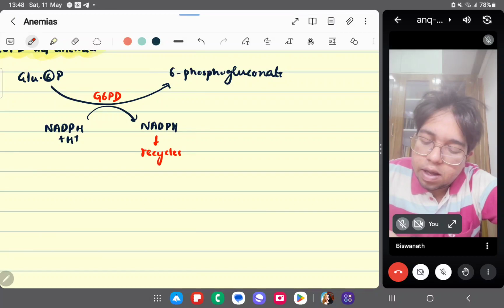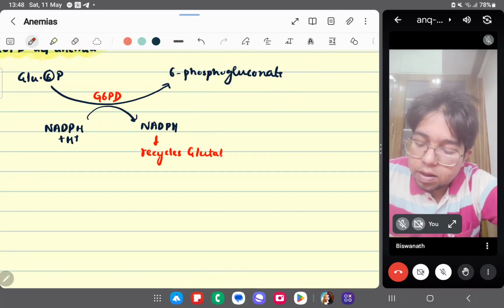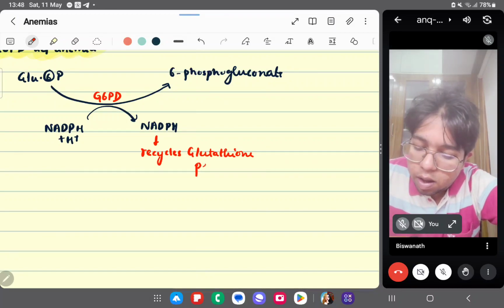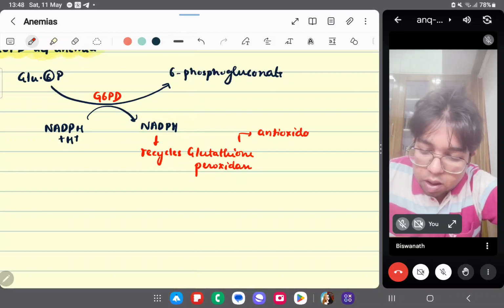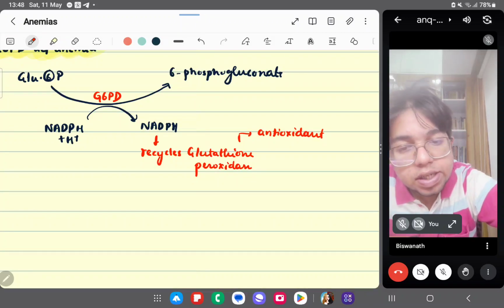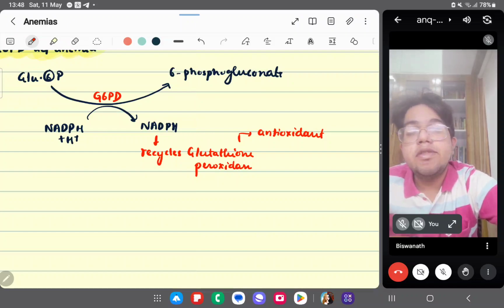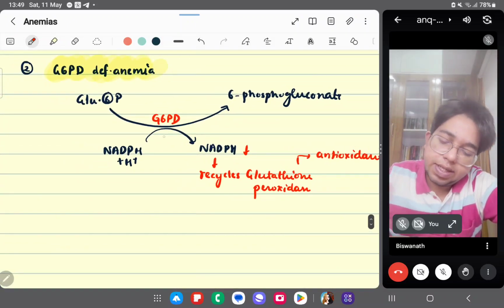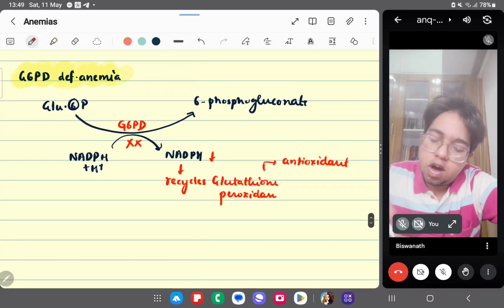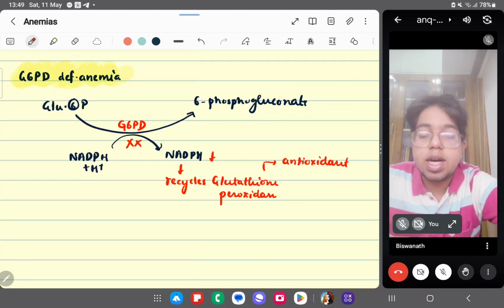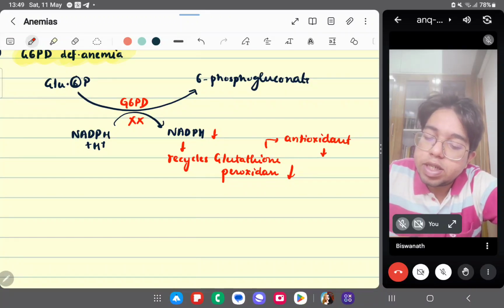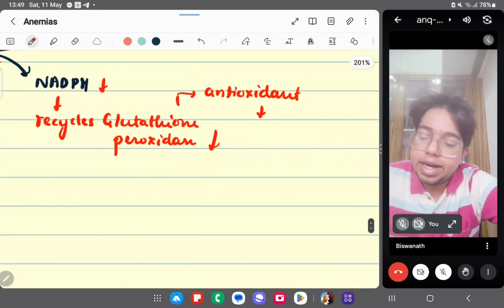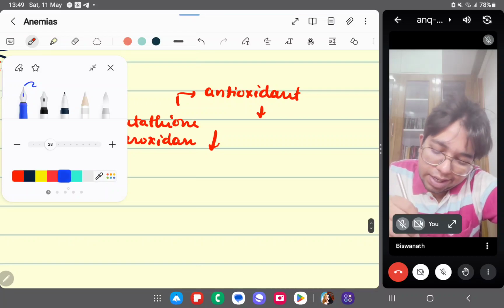Recycles glutathione peroxidase. Glutathione is basically an antioxidant, right? So when you have decreased NADPH due to G6PD deficiency, obviously this step won't occur, and there will be decreased NADPH. Decreased NADPH means decreased glutathione, which means decreased antioxidant, and decreased antioxidant means increased ROS exposure.